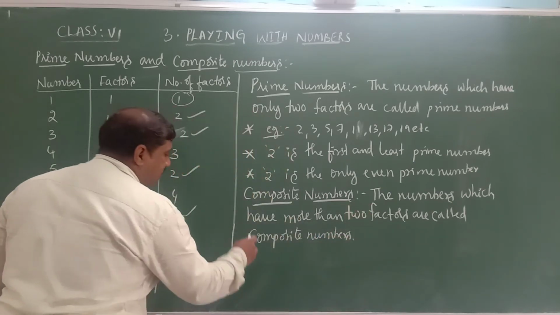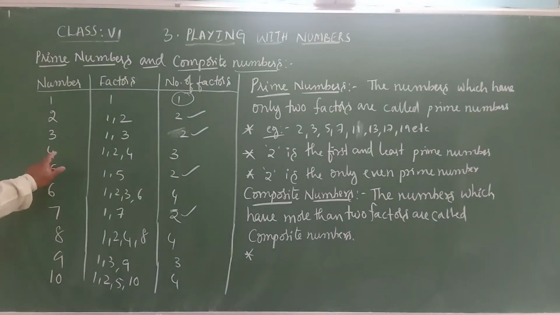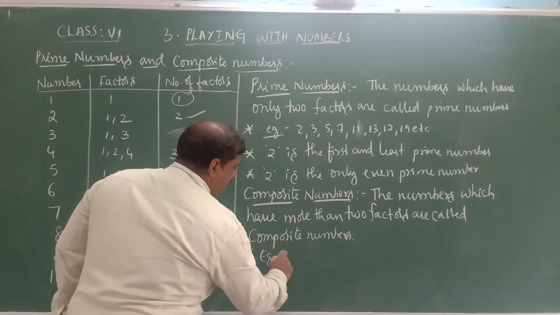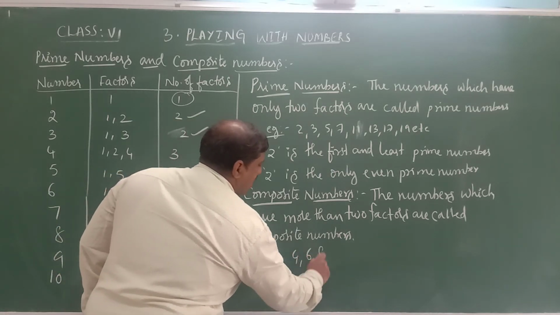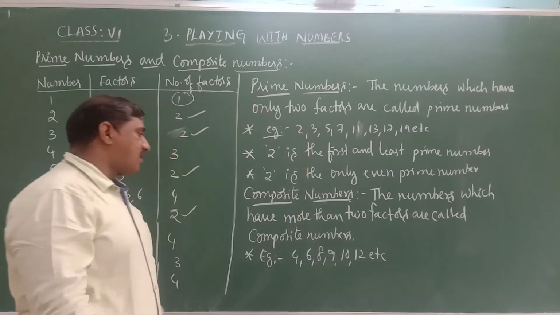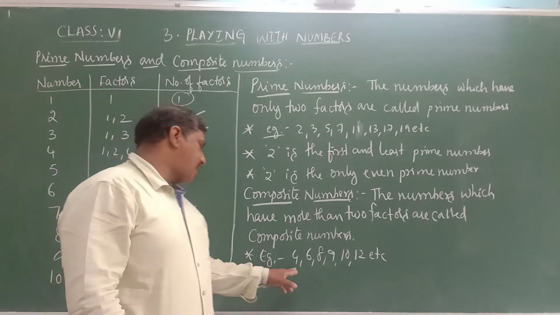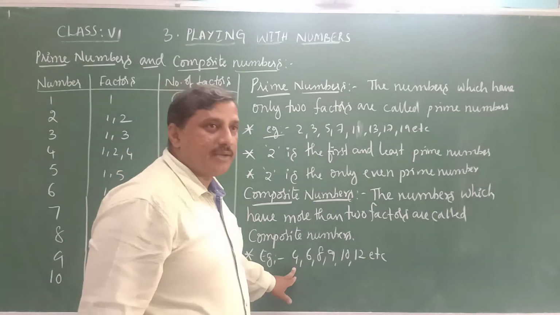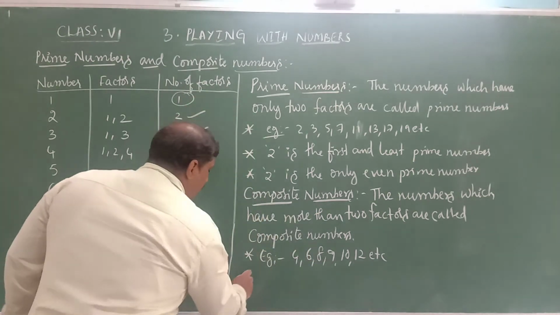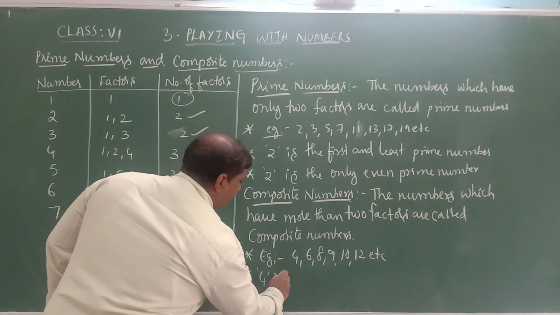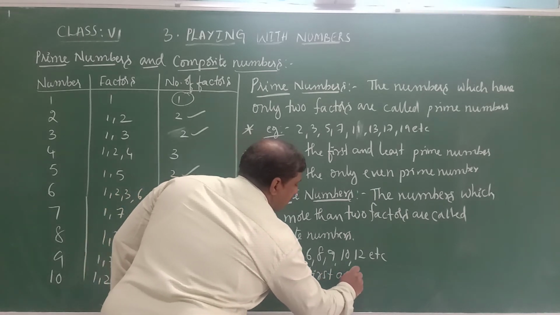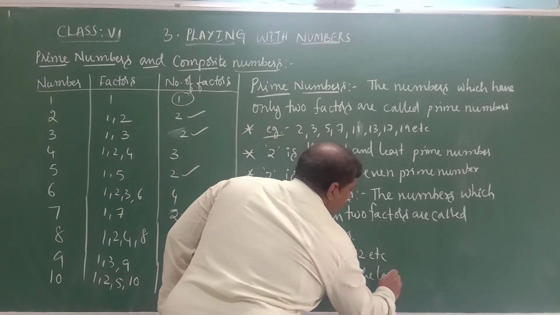So which is the first composite number? That is 4, which has 3 factors. Examples you can write here: 4, 6, 8, 9, 10, 12, etc. and so on. These are the composite numbers. Which is the first composite number? 4. Which is the least composite number? That is 4. So 4 is the first and the least composite number.